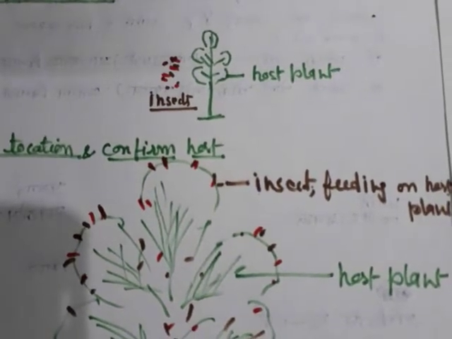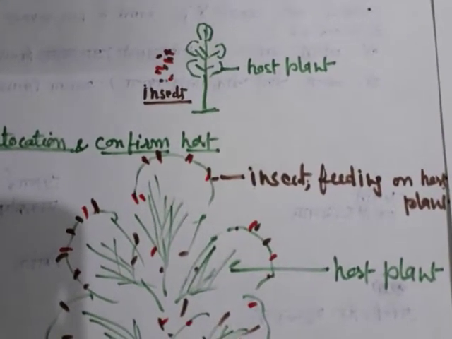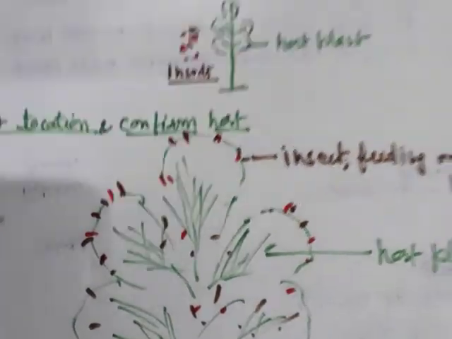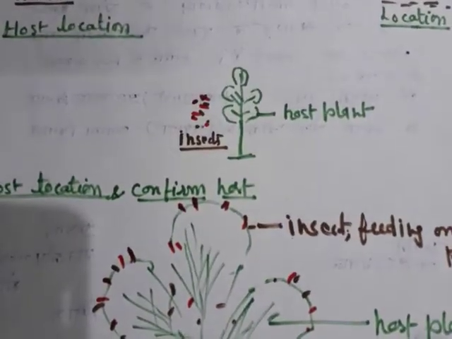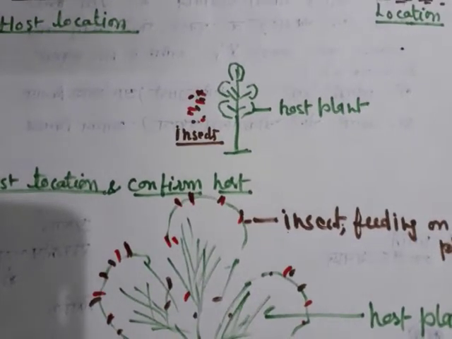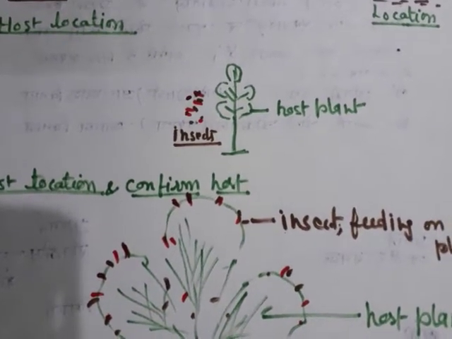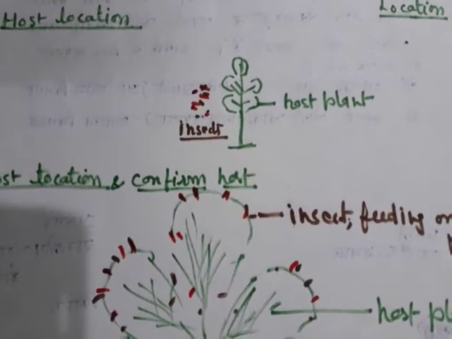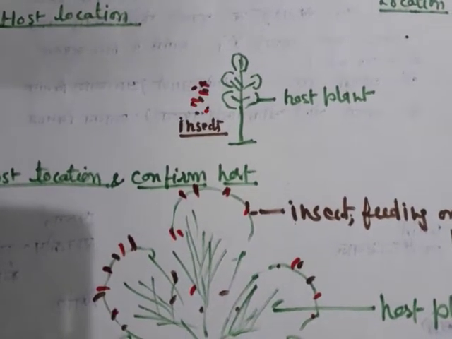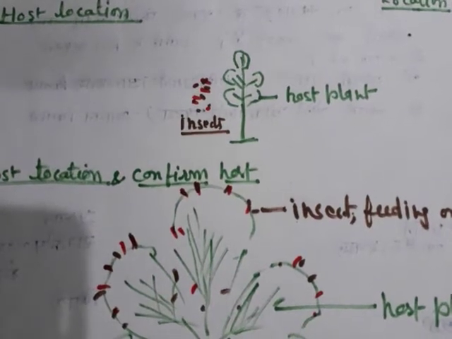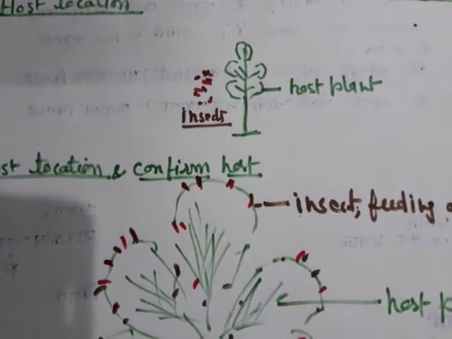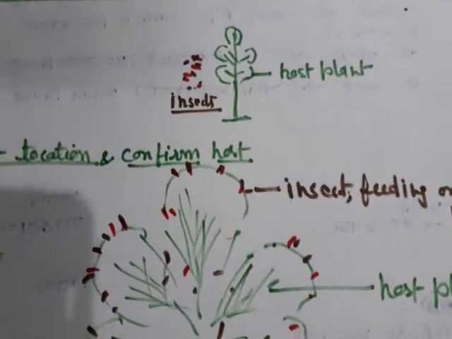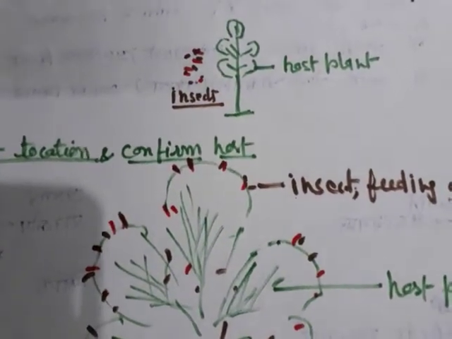Chewers cut and chew the leaves, stem and flowers. Their mouthparts are for cutting and chewing, like Lepidoptera larva. Second, miners and borers. Leaf miners are chewing insects like Lepidoptera, Diptera, Hymenoptera. Beetles bore into the hardwood and feed on it. Some insects bore into the fruit and feed on it.